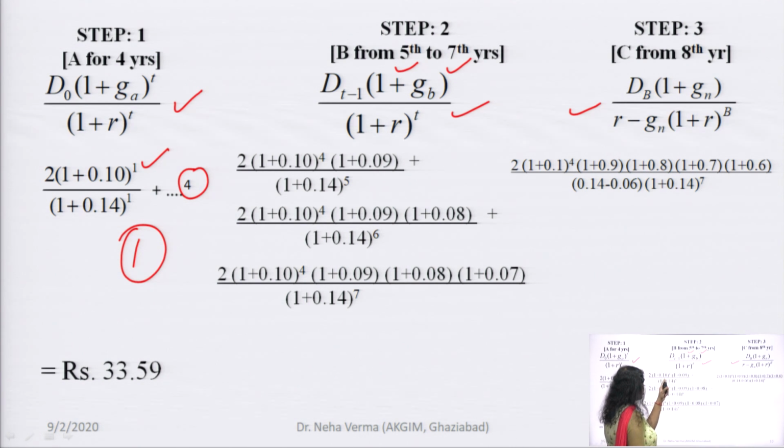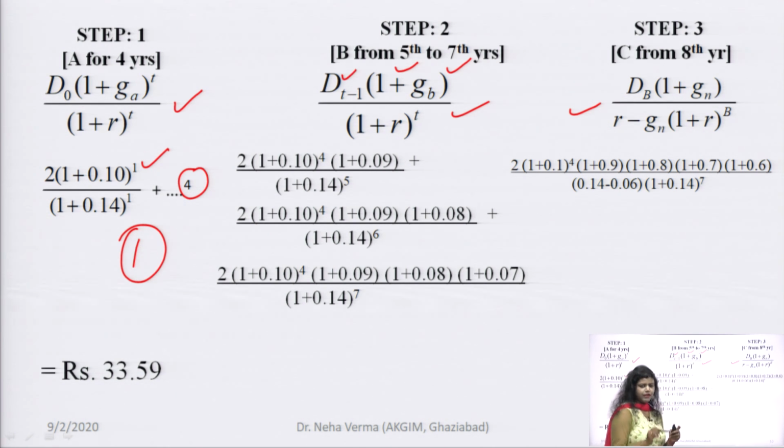2 1 plus 0.1 to the power 4, 1 plus 0.09 divide by 1 plus 0.14 to the power 5. Now here this variable will first be calculated for the 5th year, which is the starting of phase 2. So the 5th year is starting, that's phase 2 starting from the 5th year. So for the 5th year the value will be the dividend of the 4th year plus the growth rate.